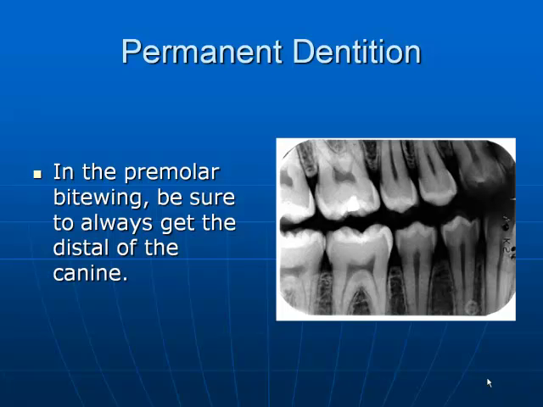In the premolar bite wing, be sure to always get the distal of the canine for the permanent dentition. This is required for the ULM clinic, but it is important as a rule of thumb in any situation for radiographs.